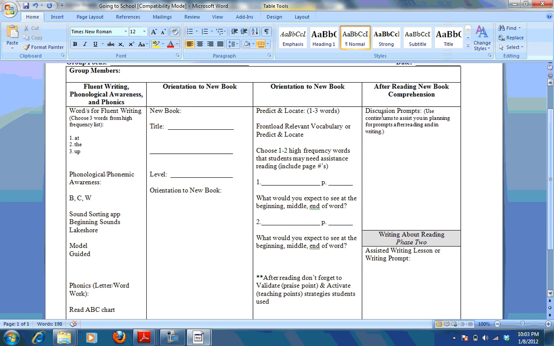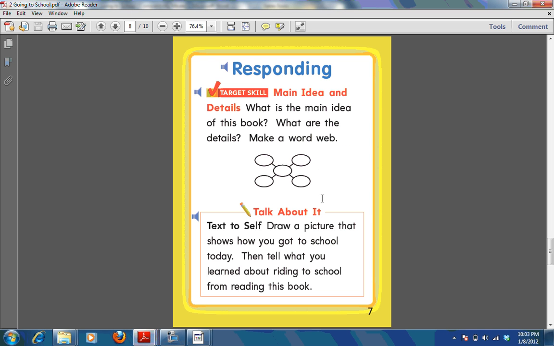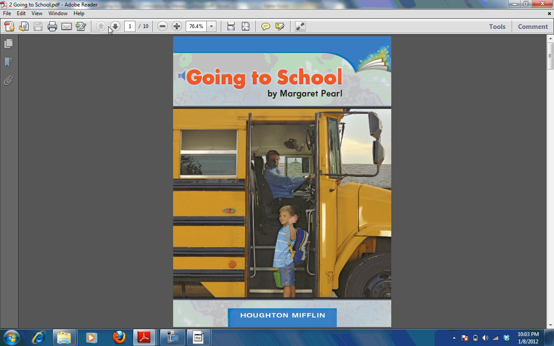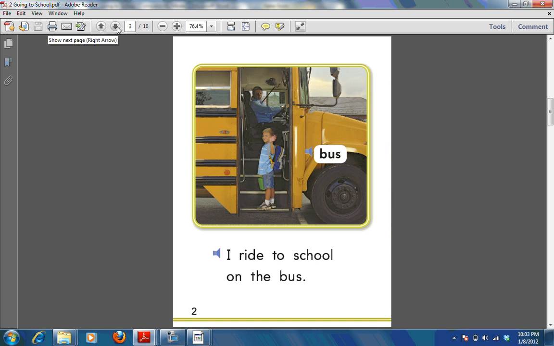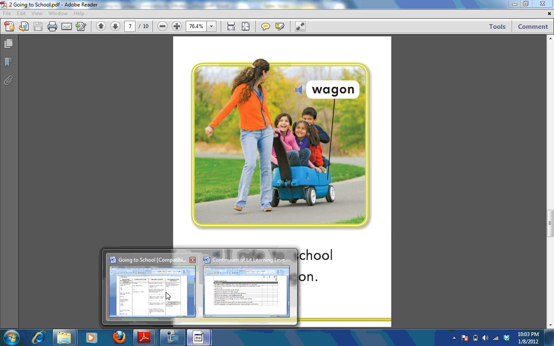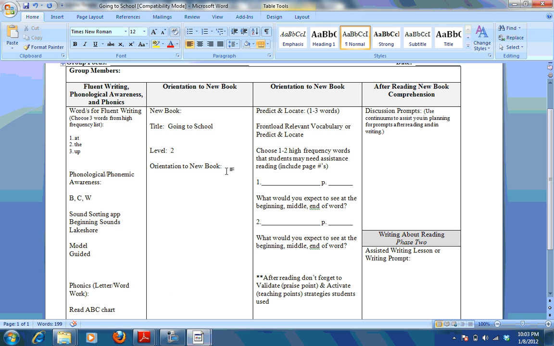Okay, so now I need to plan my orientation to the new book. And my book is called Going to School. So I'm going to write that right here. It's a level 2 book. Now, this story is about the different ways that students ride to school. So I'm going to just make my orientation very simple.